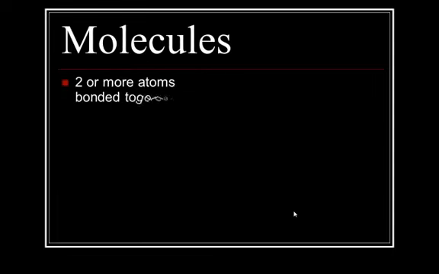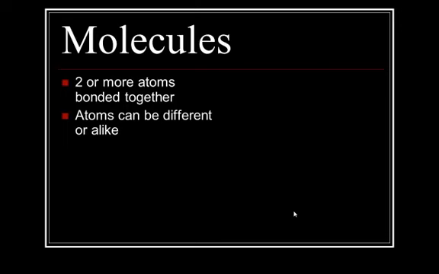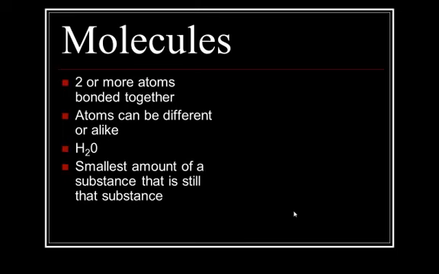Now, molecules are two or more atoms that are bonded together. The atoms can be different or alike. It doesn't really matter. So for an example, we have water, where it has 2 hydrogens and 1 oxygen atom. A molecule is the smallest amount of a substance that is still considered that substance. So if I try to get anything smaller than H2O, I no longer have water.